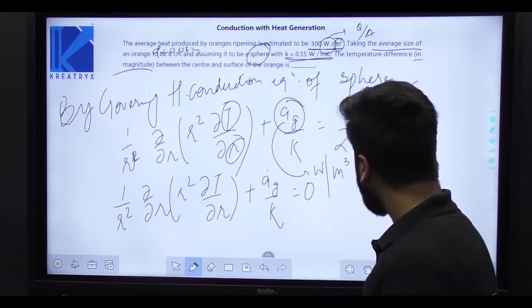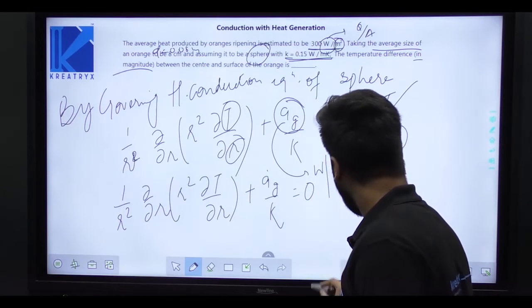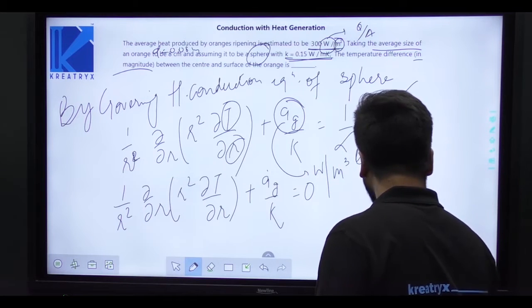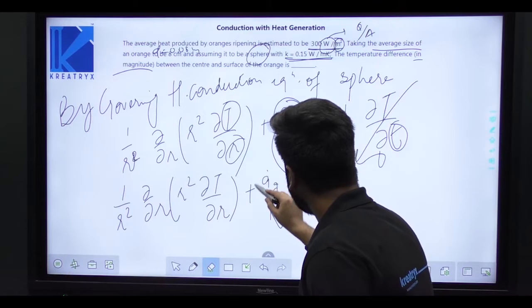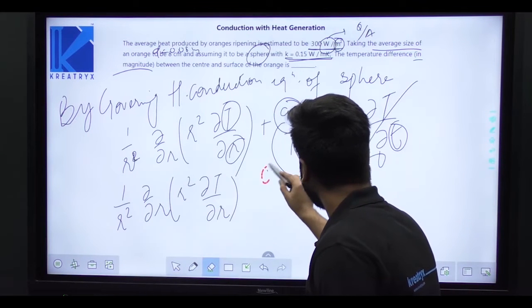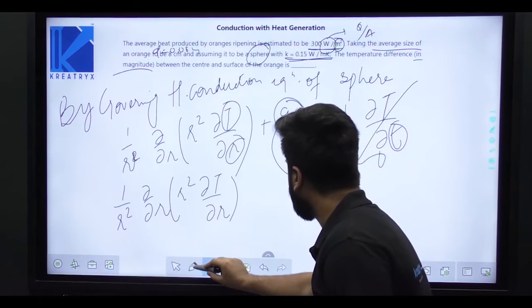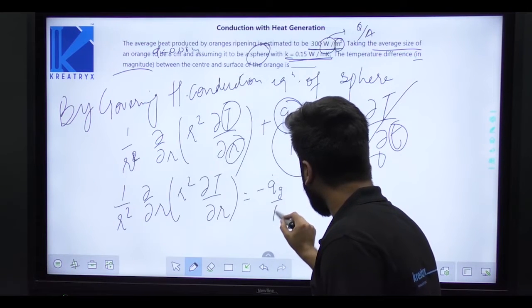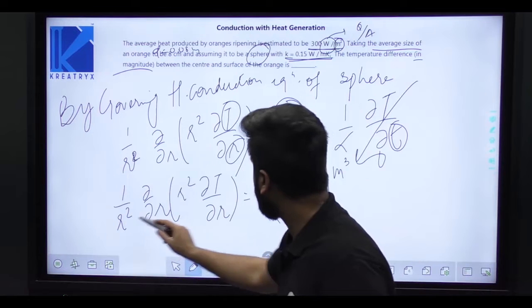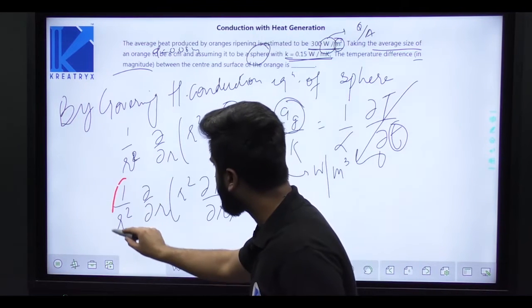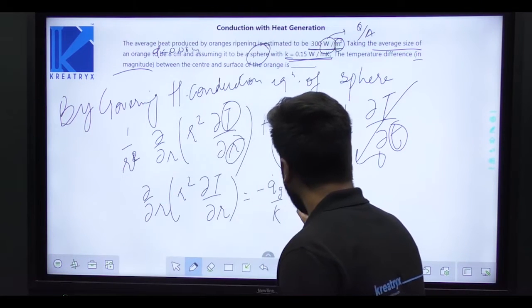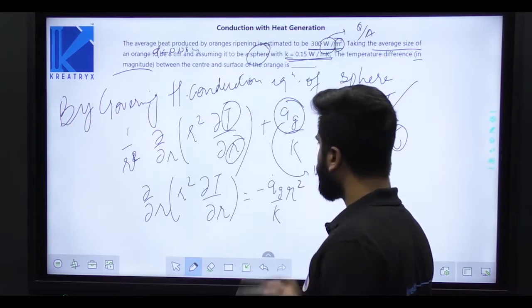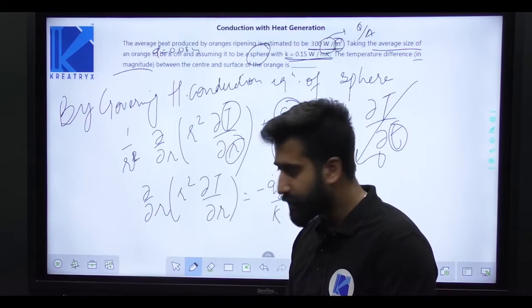Okay. So take this q dot g by k to the right hand side, so this becomes minus q dot g by k. Take this r square also here, so I am dropping it, this is r square. Now integrate it.